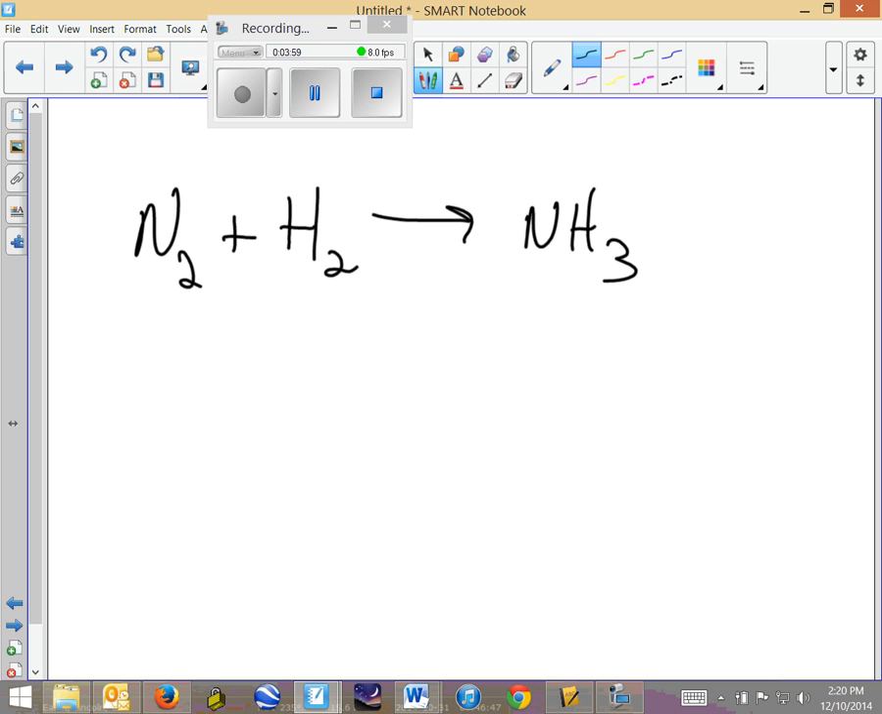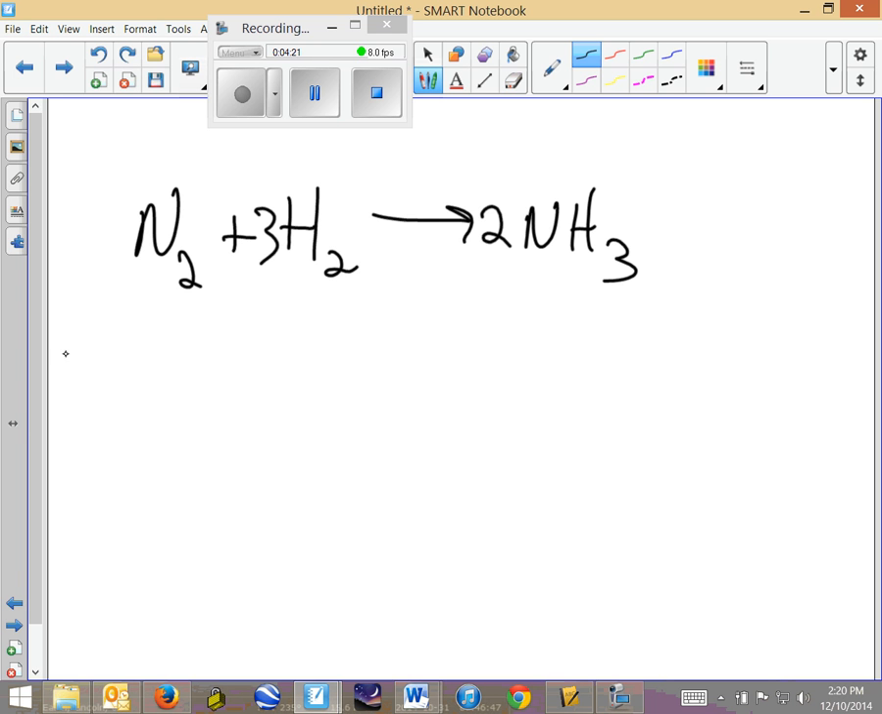Let's balance this thing out. I'm going to need a 2 here and a 3 here. Okay, so there's my balanced part. Now, I'm going to have a certain amount of nitrogen and a certain amount of hydrogen, and I want to figure out which of these is the limiting reactant. Which one do I run out of first?